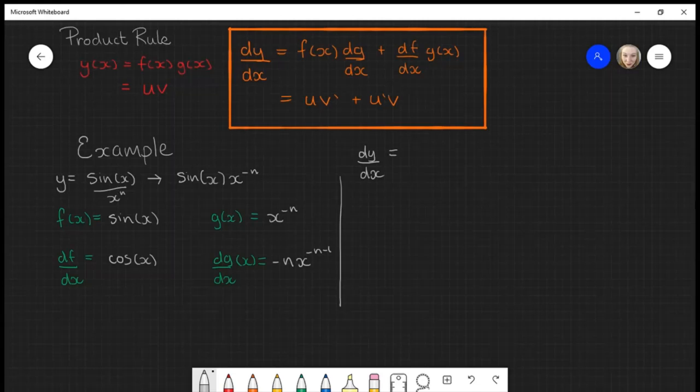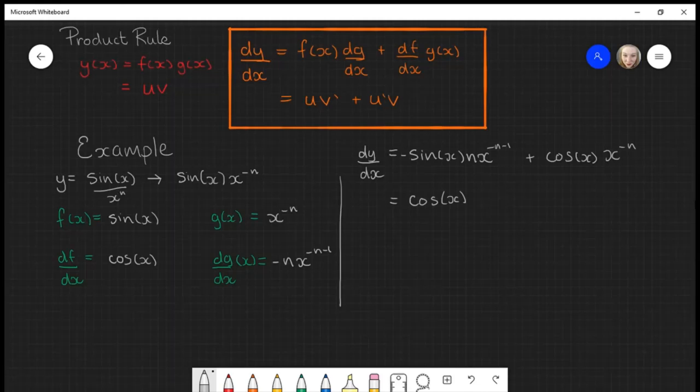Using the formula, dy by dx will become sine x times minus n x to the minus n minus 1 plus cos x times x to the minus n. And we can simplify this. I'm just going to swap them around so there's no minus sign at the front just to make it look nicer.